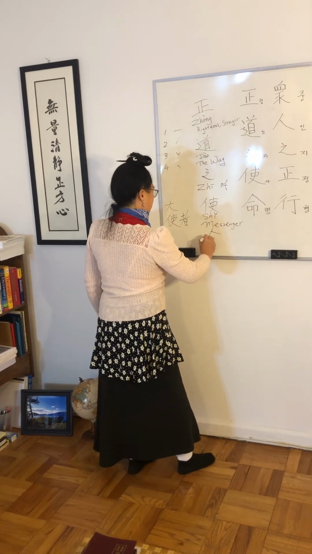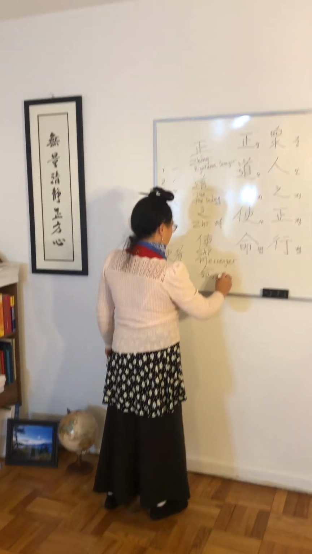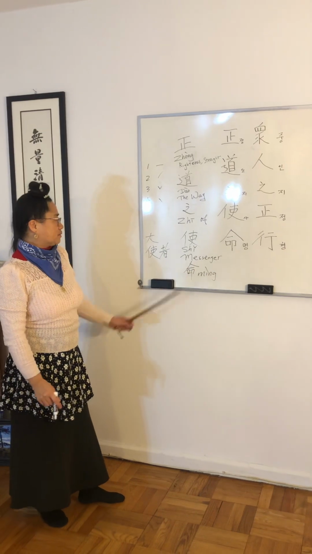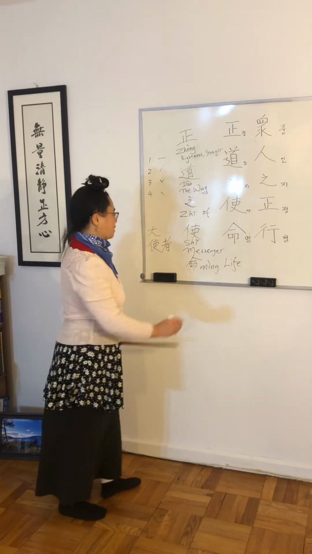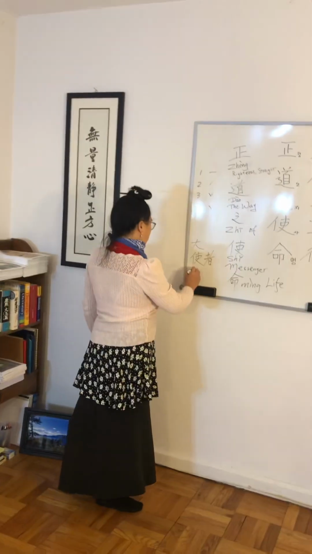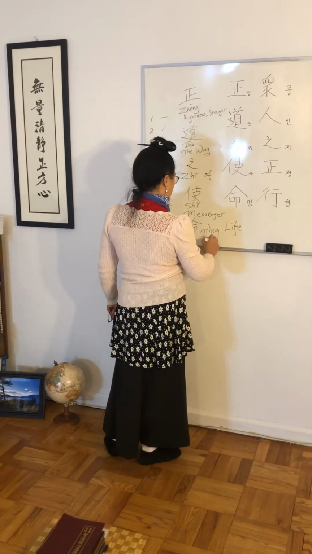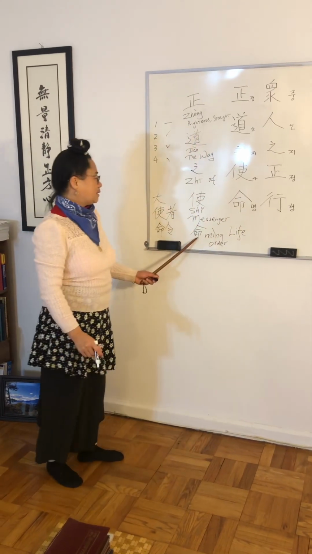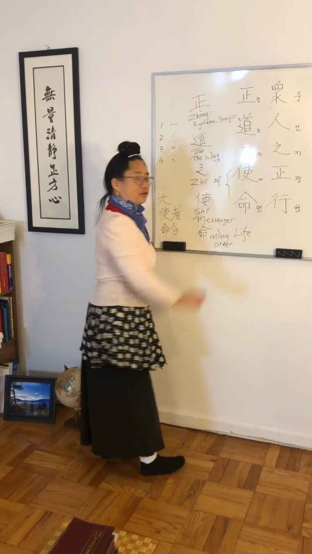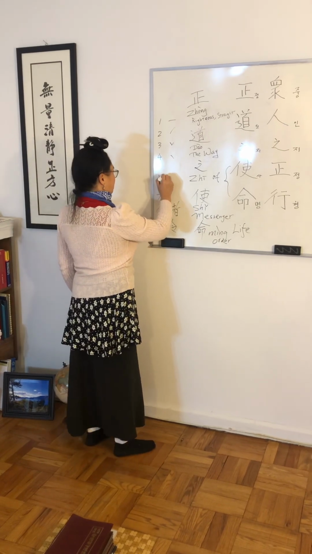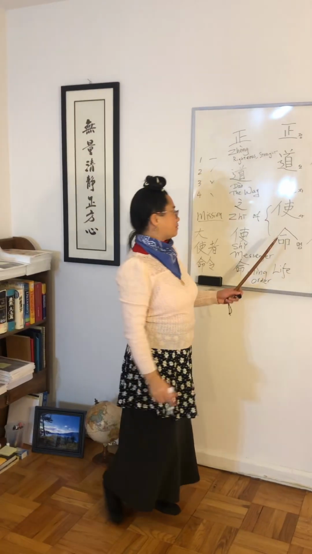命. 命 means life. Sometimes it means an order. If you say 命令, it basically means an order. But it really means life. 使命 together, as a phrase, means mission.